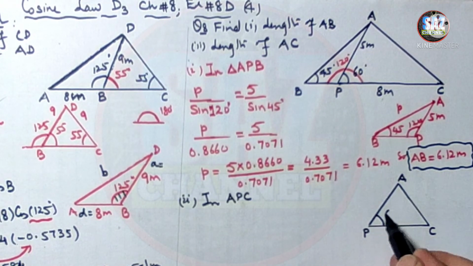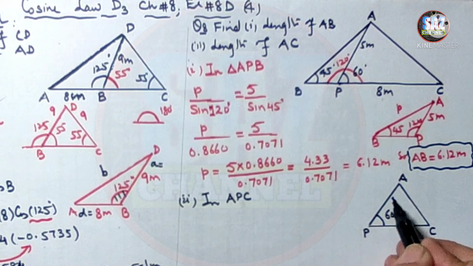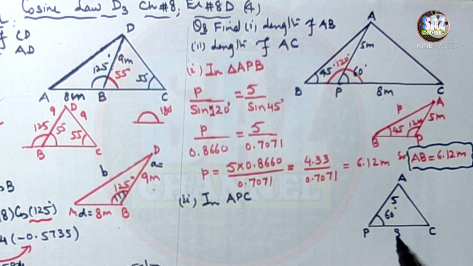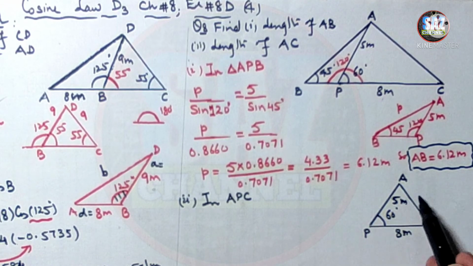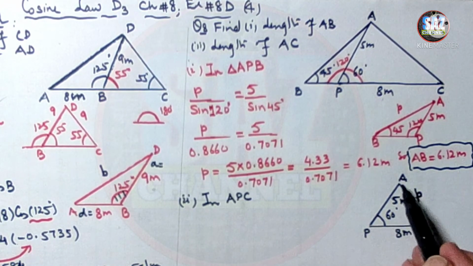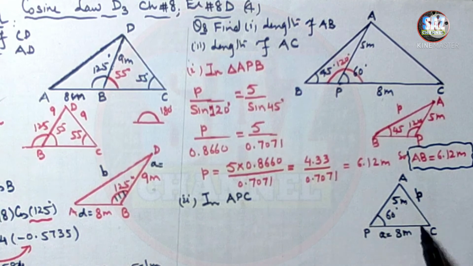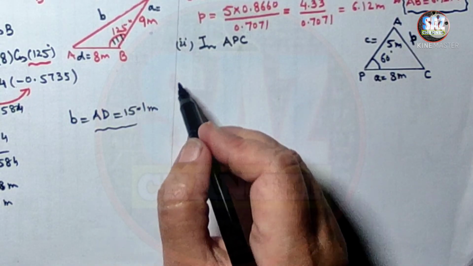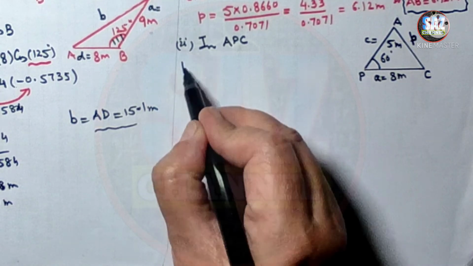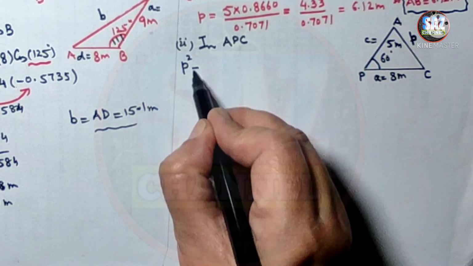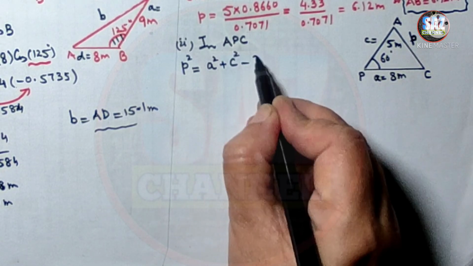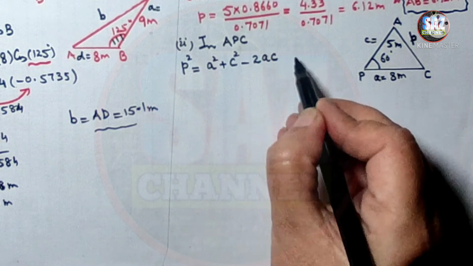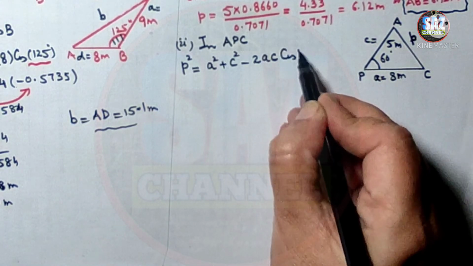Okay, angle P is 60 degrees. This is 5 meters and this is 8 meters. Now what do we have to find? We have to find AC, which is length P, in front of angle P. Now in triangle APC, P square will be equal to A square plus C square minus 2 into A into C and cos of angle P.